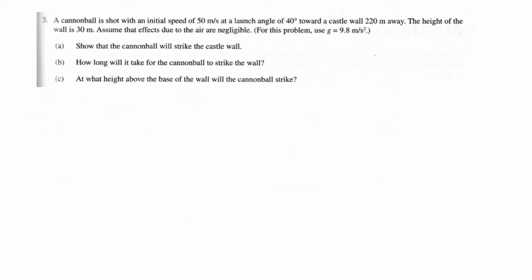A cannonball is shot with an initial speed of 50 at an angle of 40 towards a castle wall 220 meters away. The height of the wall is 30. Assume the effects of air resistance are negligible. All right, so this is 50. This is 40 degrees. And here's our big castle wall. It's 220 away and 30 tall. So we have to show that we're actually going to hit the wall.